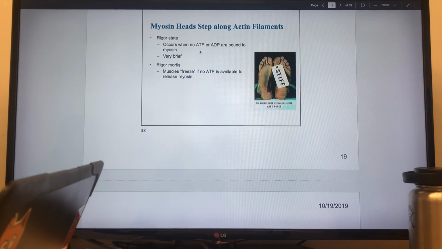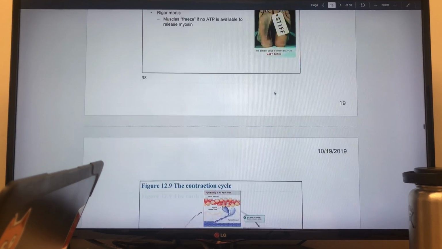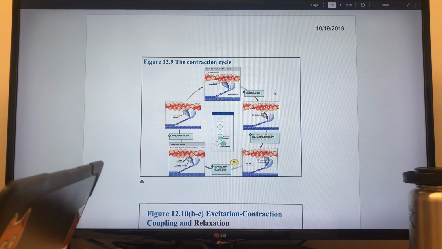It's very brief. While rigor mortis is your dead body. And then she went on like half a rant about stiff. Seriously. My gosh.